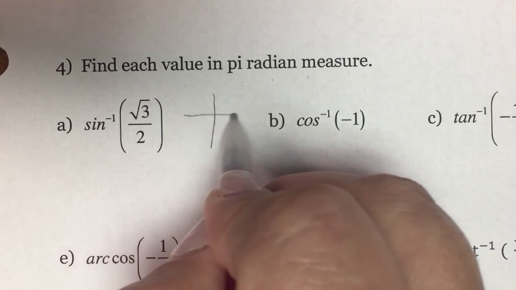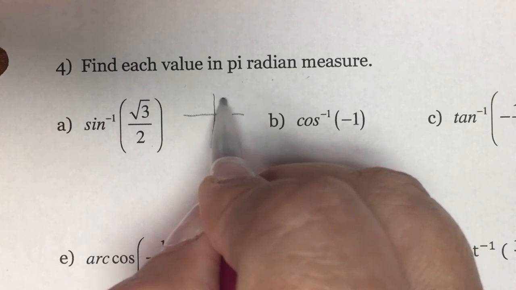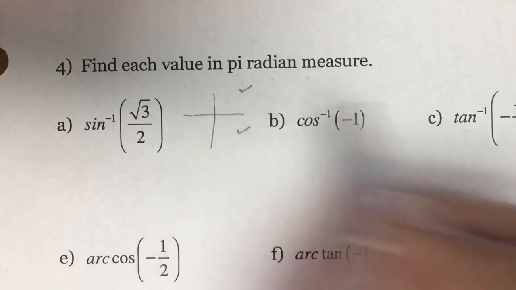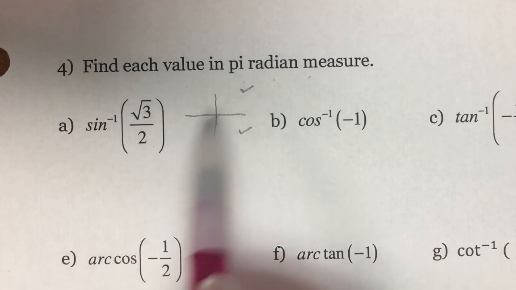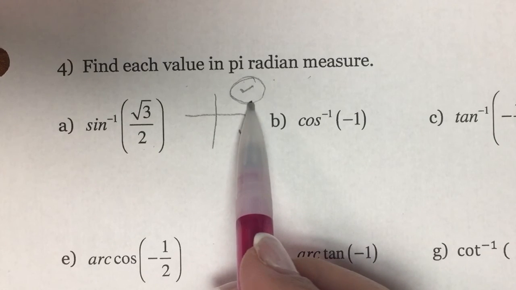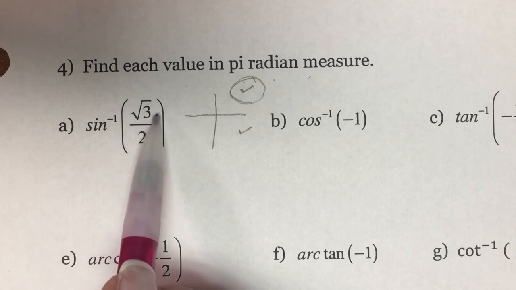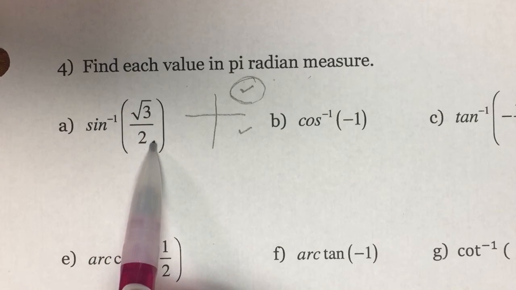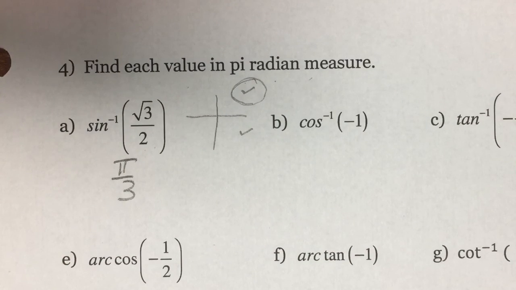So first thing you have to remember is the sine restriction is from negative pi halves to positive pi halves. In problems like this, it means your answer has to be either in the first or the fourth quadrant. So since our value is positive, we're going to be looking for a first quadrant angle. So what angle in the first quadrant has a sine of root 3 over 2? Well, that's going to be pi thirds, 60 degrees. Look at your unit circle if you need to, but hopefully you shouldn't need to, because you've all had trig before, so they should have pounded that into your head.